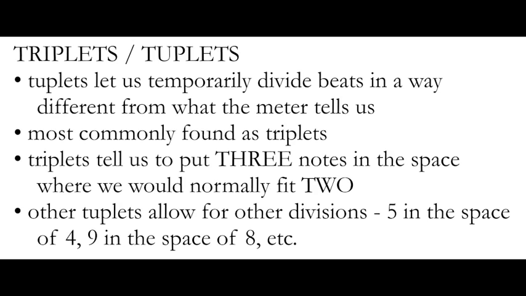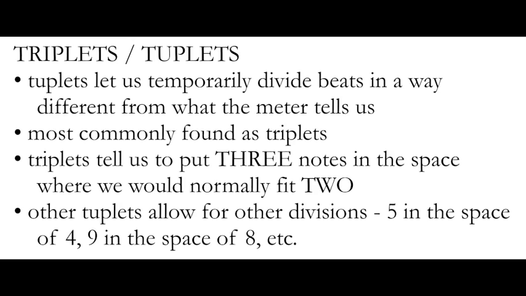Triplets and tuplets are another special topic that we have in rhythm. These let us temporarily divide beats in a way different from what the meter tells us. And triplets are the most common tuplets that we see. Triplets tell us to put 3 notes in the space where we would normally fit 2. What this means is that when we have a regular simple meter, a meter that divides, say, our quarter note beat into 2 eighth notes, we can temporarily pretend like it's a compound meter and put 3 divisions into our beat rather than 2. This is what triplets do. They let us temporarily break the rules.